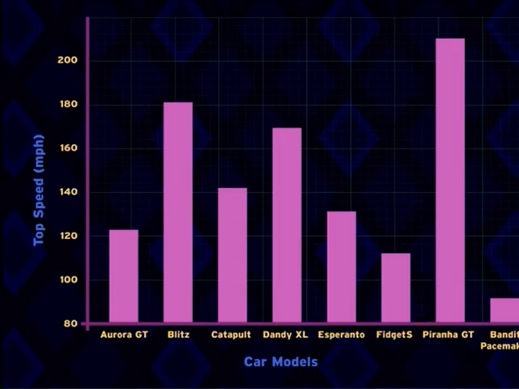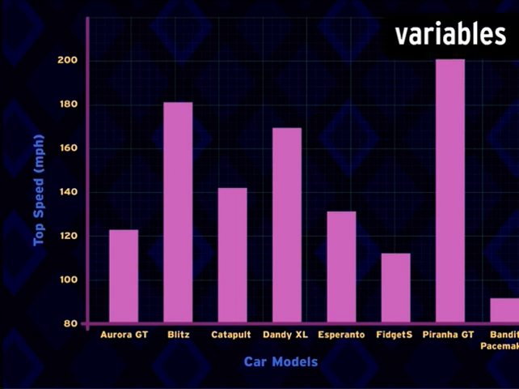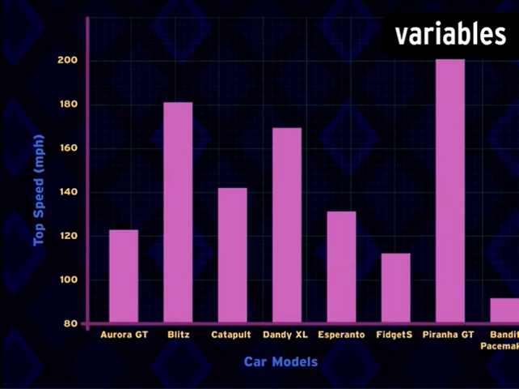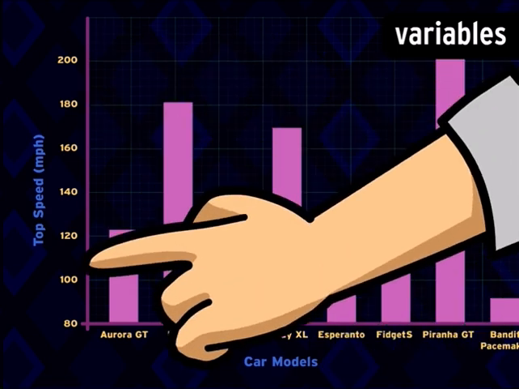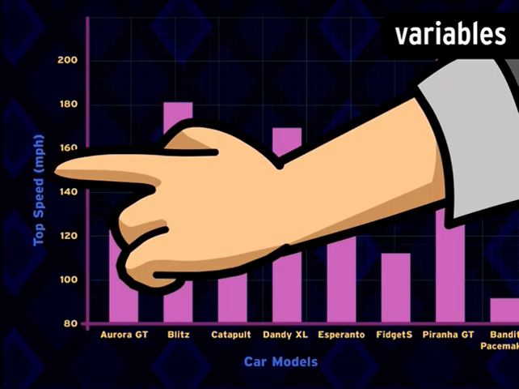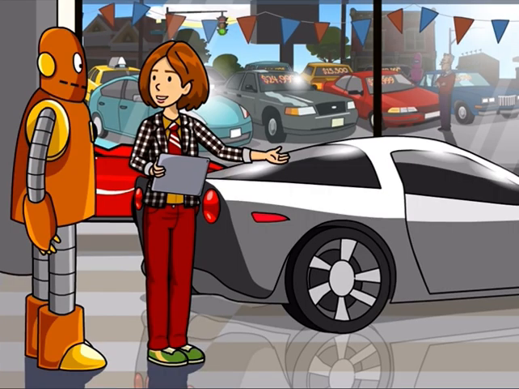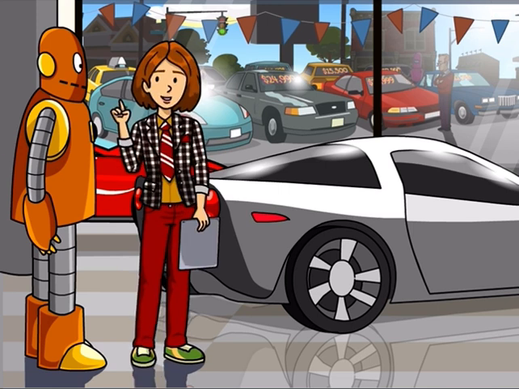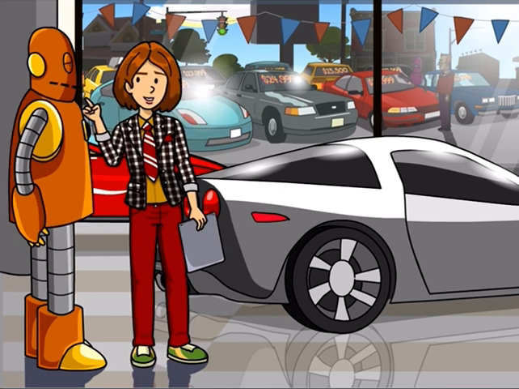Yep, graphs usually show a relationship between two or more factors, called variables. Like here, one of the variables is car models. And we're comparing it to the variable of top speed in miles per hour. But the Piranha isn't just quick. It's got the highest customer satisfaction rates in its class. They're selling like hotcakes, and supplies will not last.